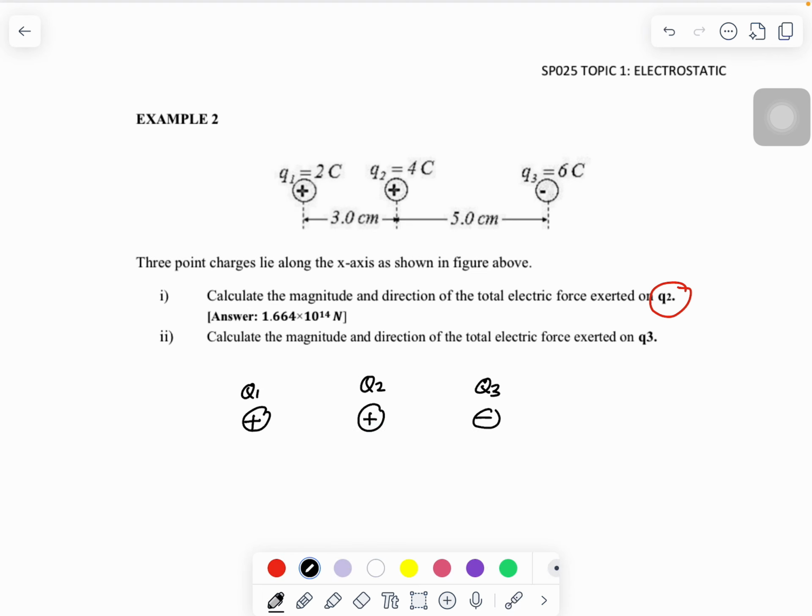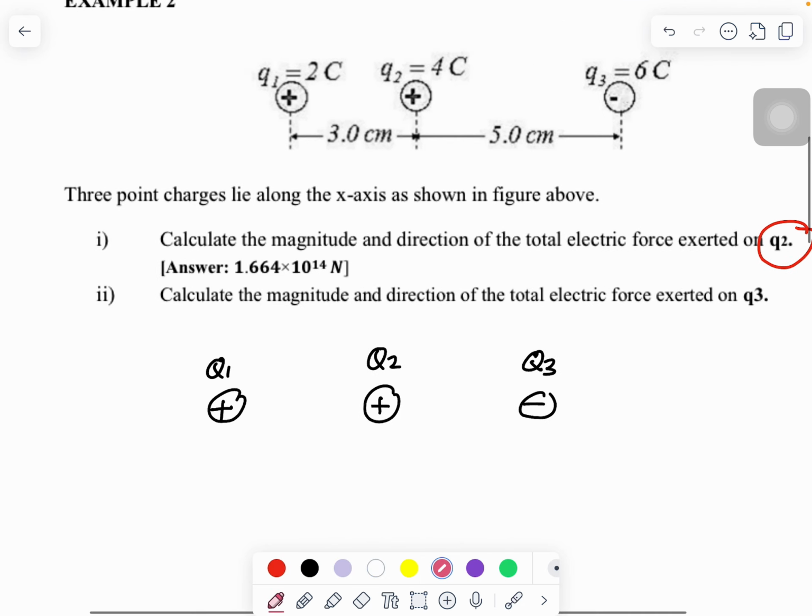Okay, so first kita tengok Q1 dan Q2, positive and positive. So positive, they will repel each other. So when you draw the line, so maksudnya okay, dekat sini dia akan repel dan dekat sini pun akan repel. And don't forget to label.